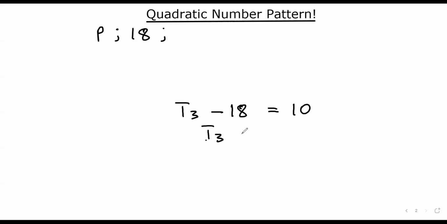So this means term number 3 has to be 28, right? No, it's actually 38, sorry. Because if you say, wait, what is it? It's supposed to be 28. Sorry about that.